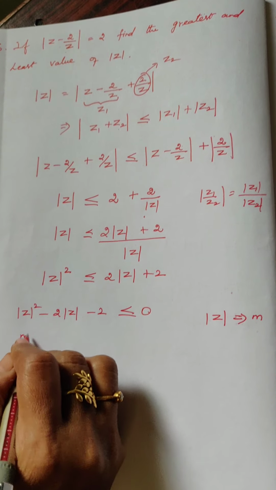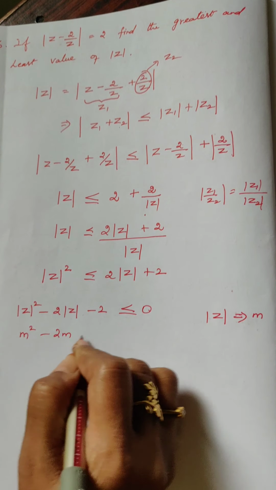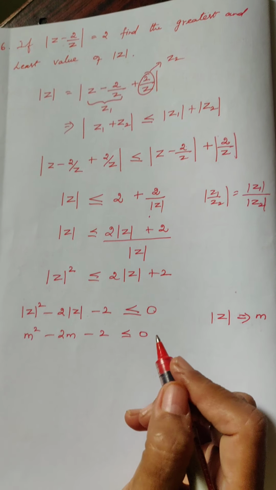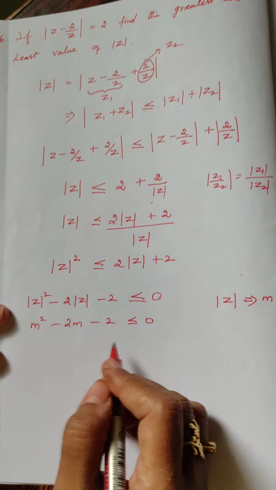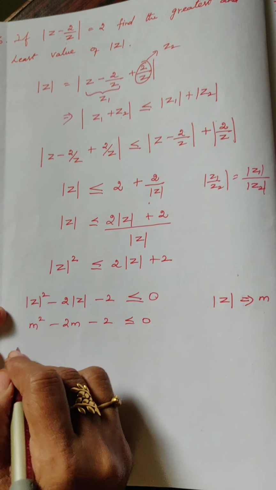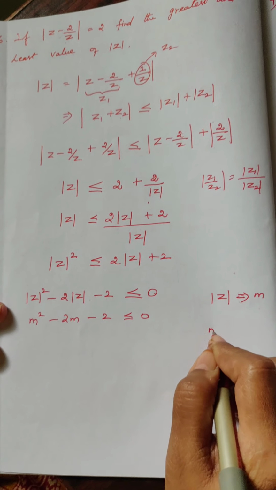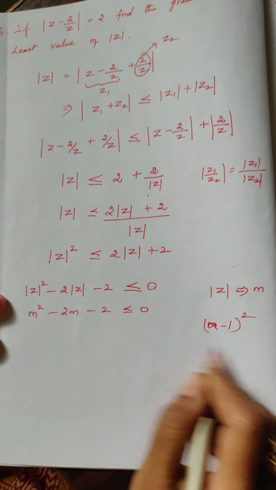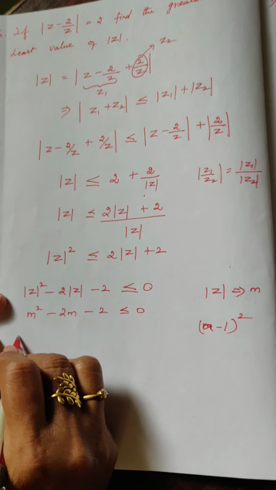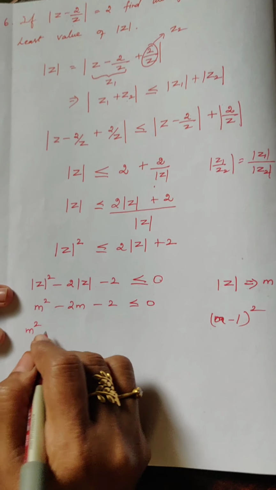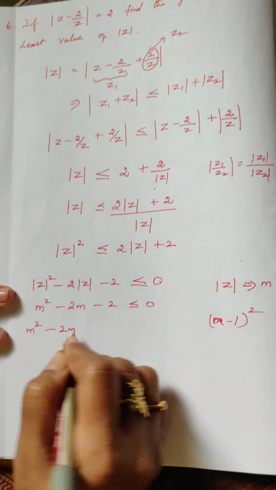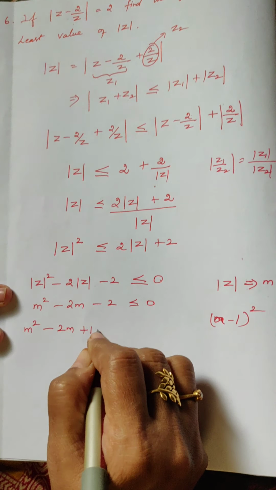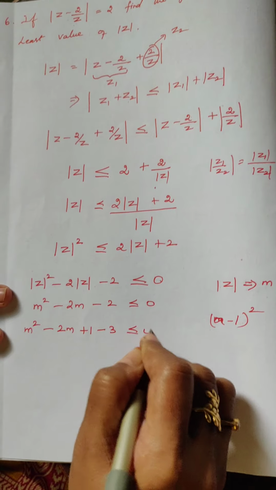So m square minus 2m minus 2 is lesser than or equal to 0. Clear now? So instead of taking this, I know one formula, m minus 1 the whole square. I am going to write it in the form of a minus 1 the whole square. So I need some explanation. m square minus 2m minus 2 can be written as plus 1 minus 3. Is it correct or not?